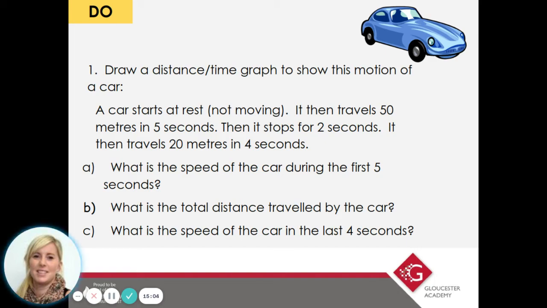Then from your graph, once you've drawn it, you need to use the gradient and work out the speed in the first 5 seconds. And then tell me what the total distance is. You just add them up from the question. And what is the speed of the car in the last 4 seconds? Again, work out the gradient. So pause the video so you can get on with this and come back when you've got it all sorted.